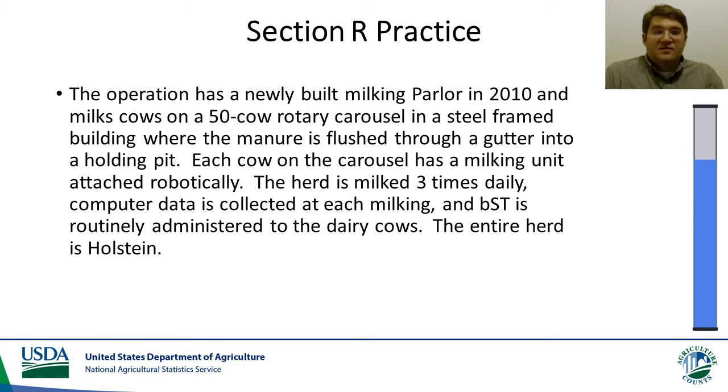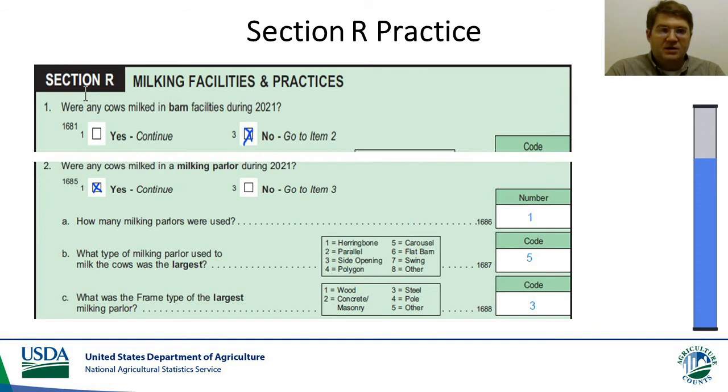With this given information, we will fill out section R as follows. Because they do not milk any cows in BAM facilities, question 1 will be marked no, and we will go to question 2. Cows were milked in a parlor, so we will mark question 2 yes, and we will continue to answer question 2's sub-questions. Question 2A, one milking parlor was used, so we will record 1. For 2B, parlor type will be carousel. Therefore, we will look at the code box next to 2B and record 5 for carousel, code 5.